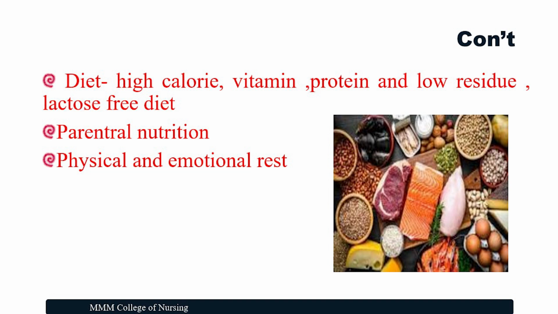And the second one is parenteral nutrition. Total parenteral nutrition has been demonstrated to be effective in controlling the disease activity and complications of Crohn's disease for the patient. Finally, we have to provide the physical as well as emotional rest. This is about the medical management.